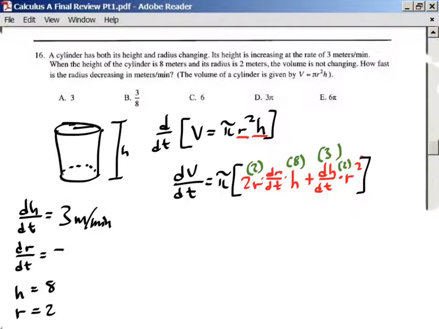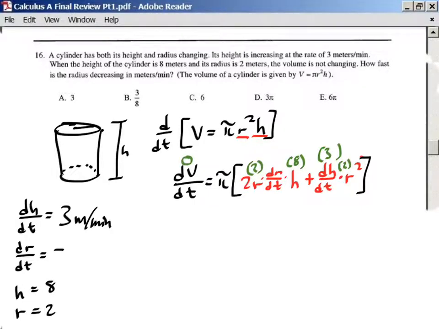There's one variable that I'm missing here. Do you guys know which one I need? This one. That one. dv over dt. Do we know the rate at which the volume is increasing? I don't see it. I didn't write anything over here. Let's reread this. A cylinder has both a height and radius changing. Got that. Its height is increasing at a rate of 3 meters per minute. Okay. When the height of the cylinder is 8 meters and its radius is 2 meters, the volume is not changing. Oh, there it is. It tells me what dv over dt is. So if it's not changing, what does dv over dt equal? 0? Yep. So dv over dt equals 0.